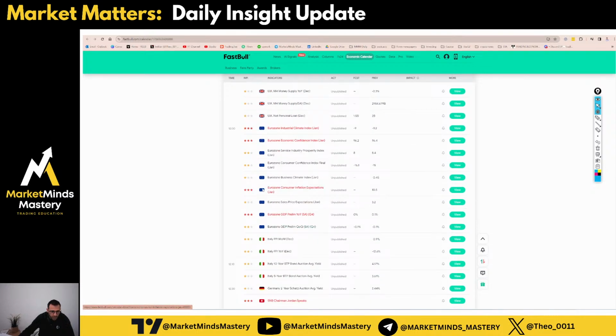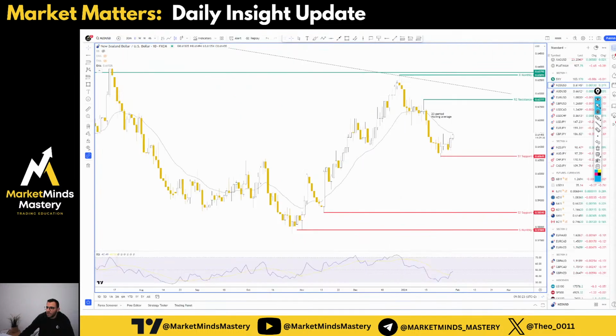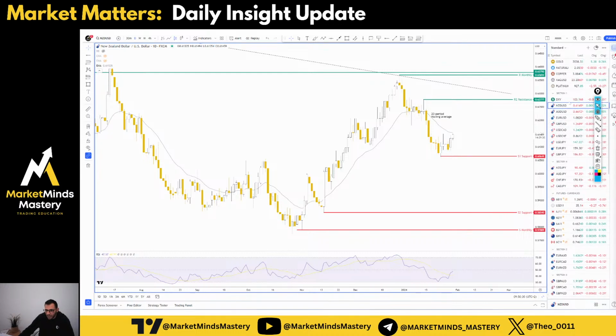Then Eurozone inflation expectations, you see here, refers to January. So we'll see how things are going to develop with this one. So back to the charts, and let's see a few more of the pairs before we wrap up for today.